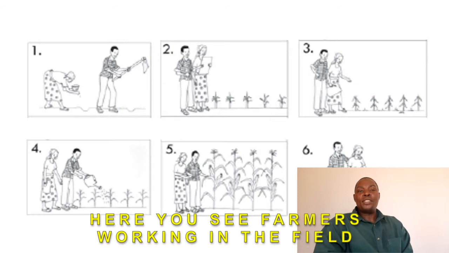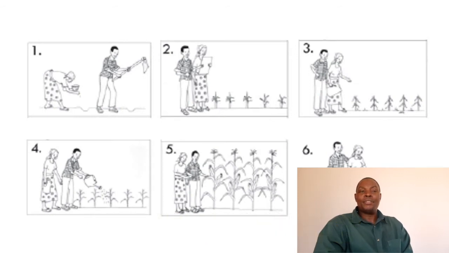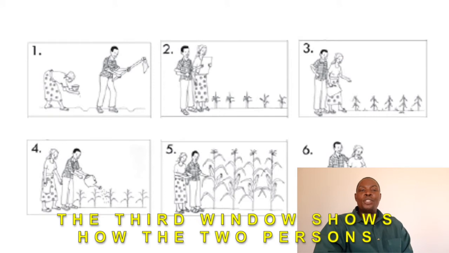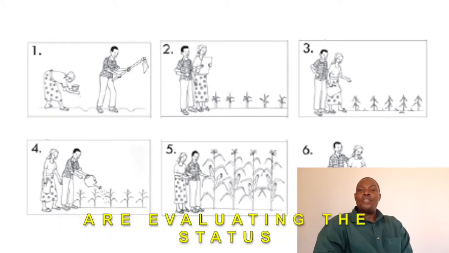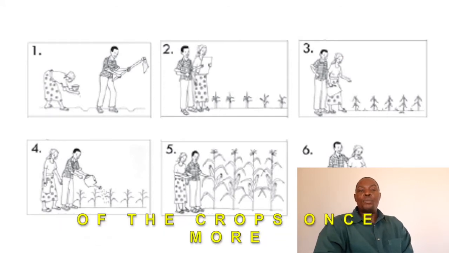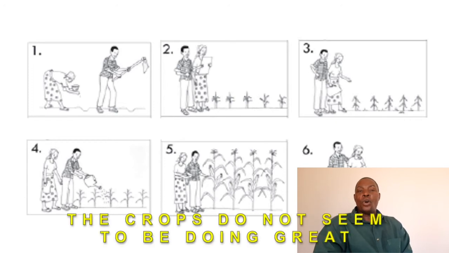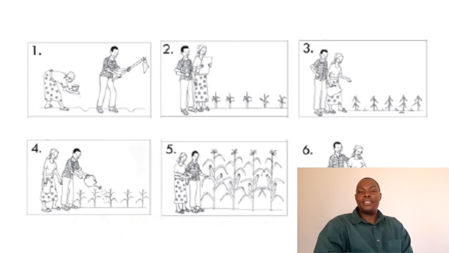Here you see farmers working in the field. In the second window, two people are observing the crops that have flowered. The third window shows how the two persons are evaluating the status of the crops once more. The crops do not seem to be doing great.